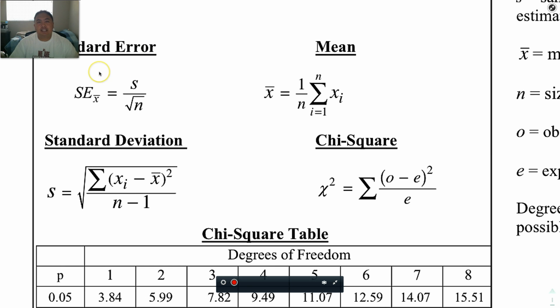For standard error, basically when you do a lot of experiments, there is a variation of what you're supposed to get or what you don't get. The standard error, how you calculate it, is you take the standard deviation, S, and divide by the square root of n.